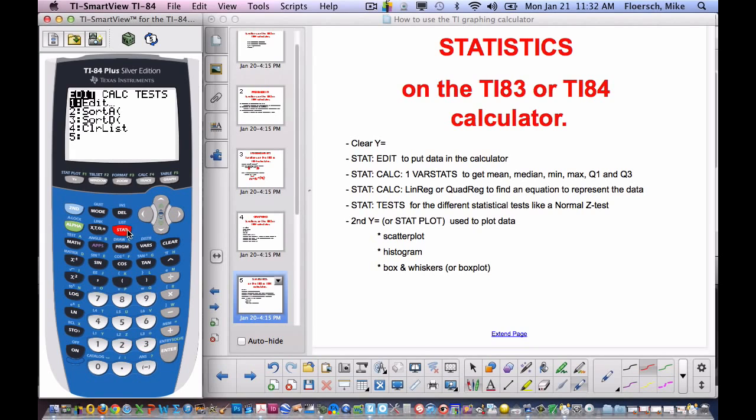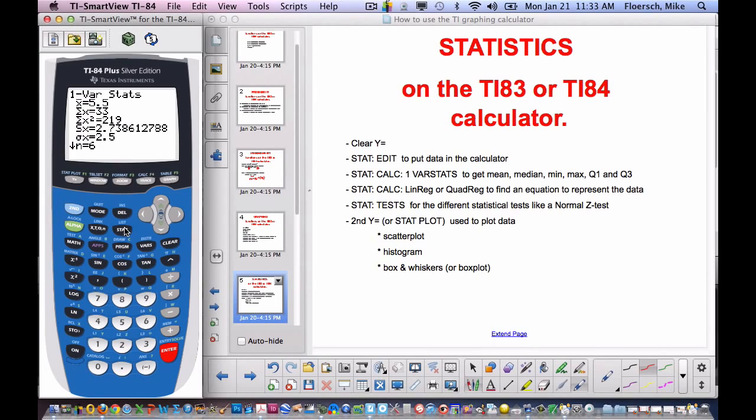Let's go back and find the data for list 2. So I do stat, calc, one variable stats, but for list 2. This time I need to do second number 2, and it'll look at list 2 to find the data. So I hit enter. Here's all the information that'll give me the same kind of deal: my mean, my sample size, my min, my max, all the information down below.